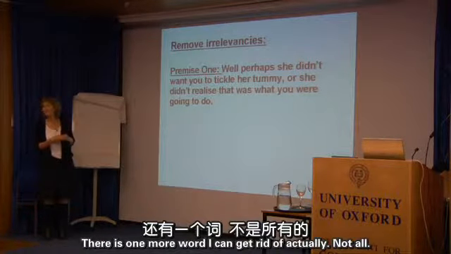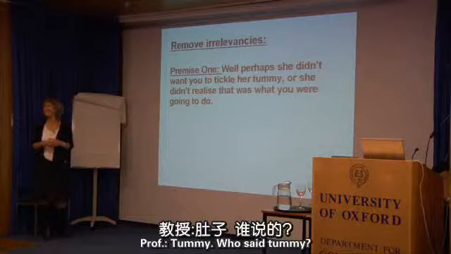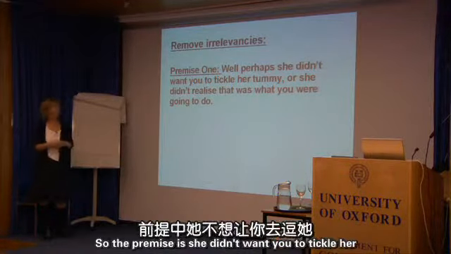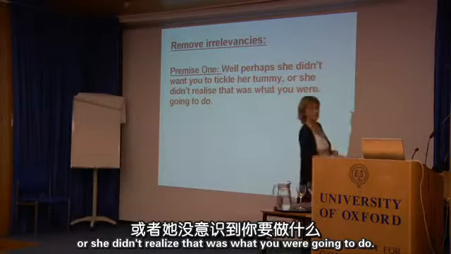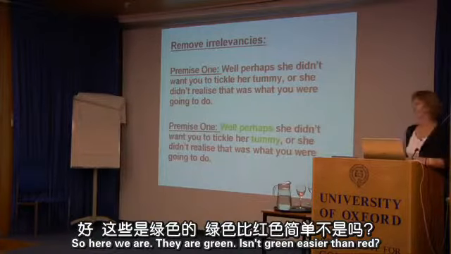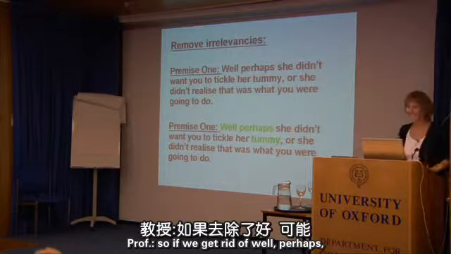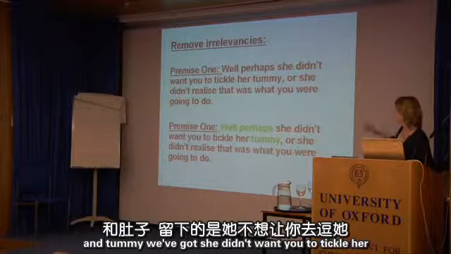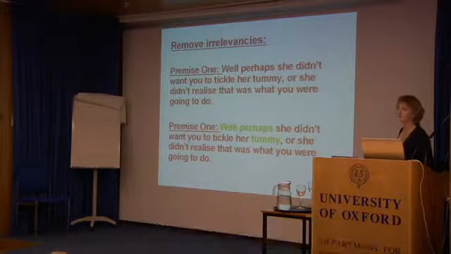There's one more word I'd get rid of, actually. Not "or," no. "Tummy." Who said tummy? Yep. You can get rid of tummy, can't you? So what you've got is, she didn't want you to tickle her, or she didn't realise that was what you were going to do. So here we are. There, green. Is that green easier than red? Yes. Okay. So if we get rid of "well," "perhaps," and "tummy," we've got: she didn't want you to tickle her, or she didn't realise that's what you were going to do.